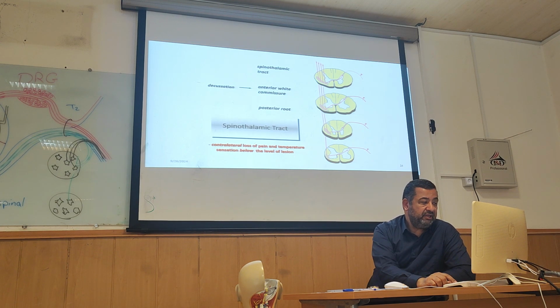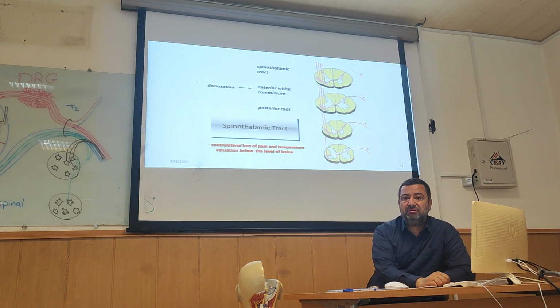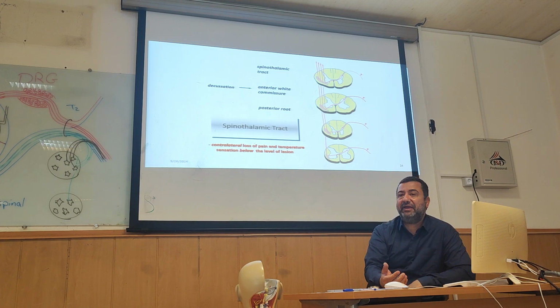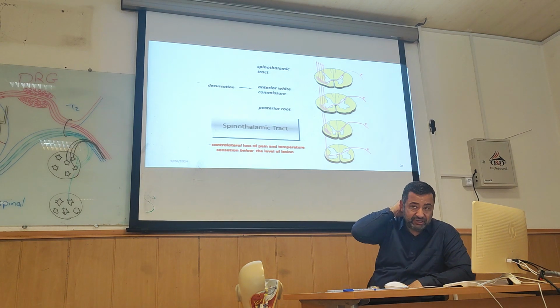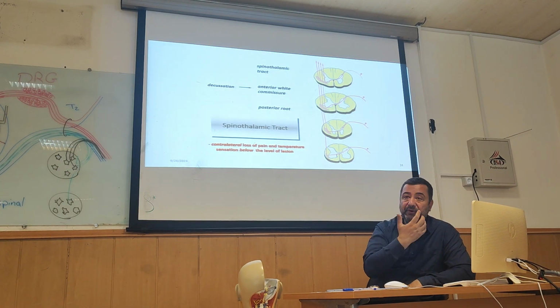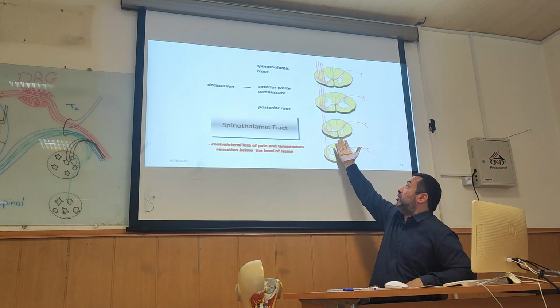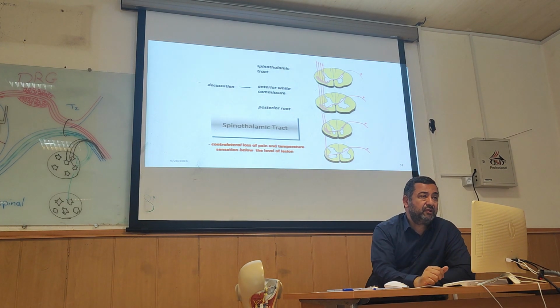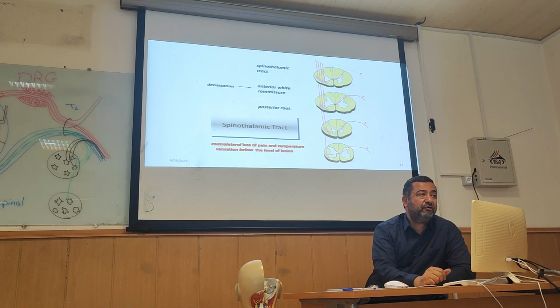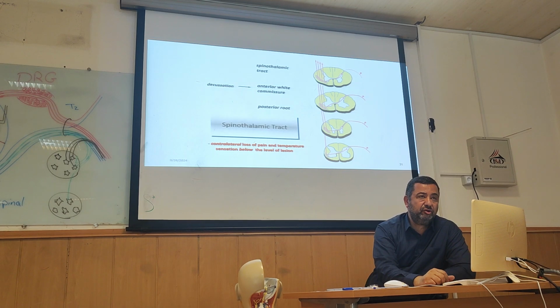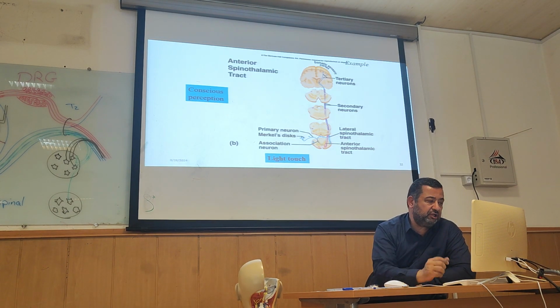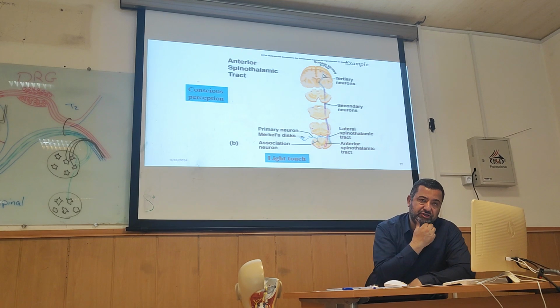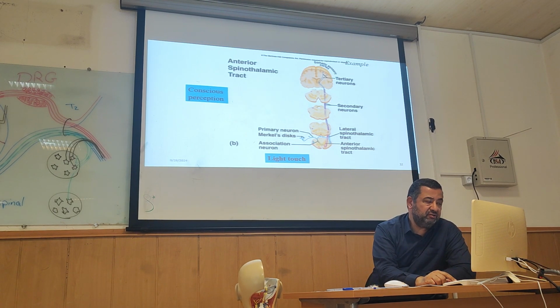This is the spinothalamic tract. Lateral spinothalamic is for pain and temperature, and anterior spinothalamic is for light touch. You see here, there is crossing in the spinal cord, and after crossing, these fibers ascend through the brainstem and enter the thalamus, the VPL, ventral posterolateral nucleus of the thalamus. This is for light touch, and lateral spinothalamic is for pain and temperature.